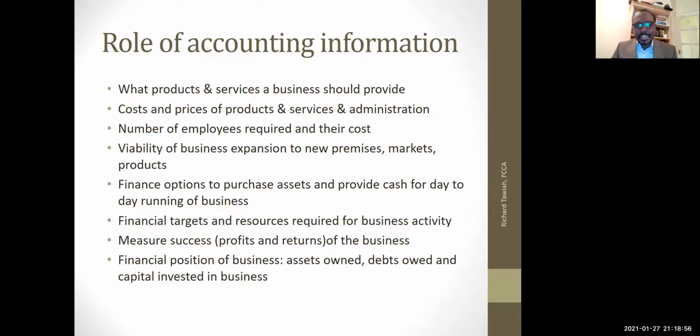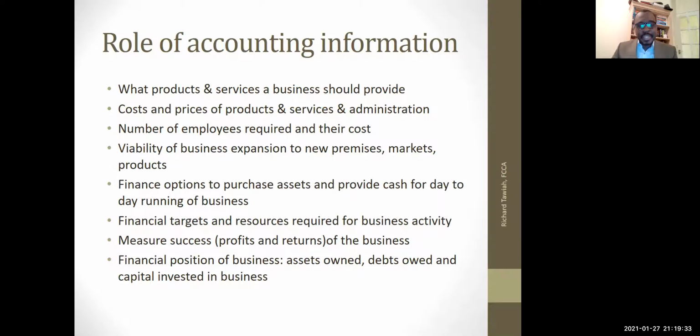Questions like, what products and services should we as a business provide? What are the costs and prices of products and services which we should put out on the market? How many employees should we hire? And what will be the cost of hiring them? If we want to expand our businesses into new markets, how viable is it? What cost dimensions or cost implications does this business expansion have on our business, on the community, on any other stakeholder who holds a core influence over the organization?